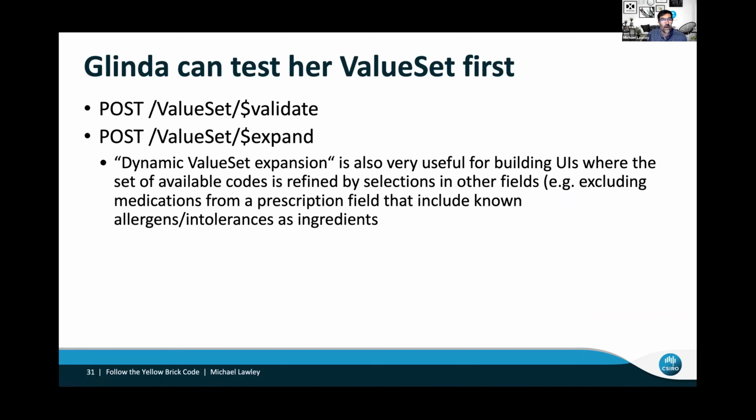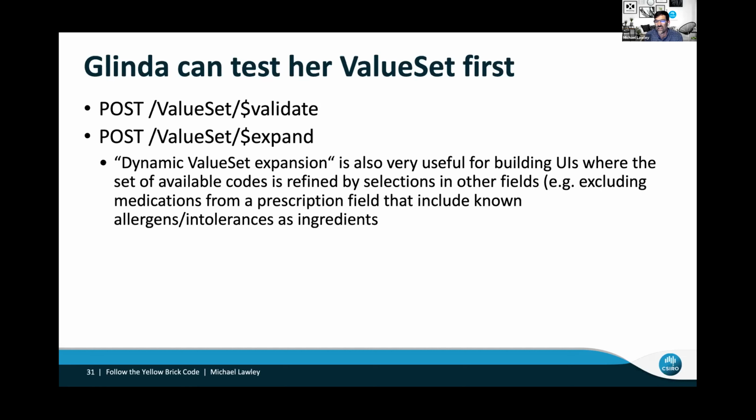And so she may want to test her value set before she starts going off and doing her analytics. She can post the value set to the validate operation. That will check, for example, that her ECL expressions are syntactically correct and don't use invalid SNOMED codes. And the other details of the value set definition are all okay. And then she may want to just examine the expansion to make sure it's actually doing what she wants it to do.